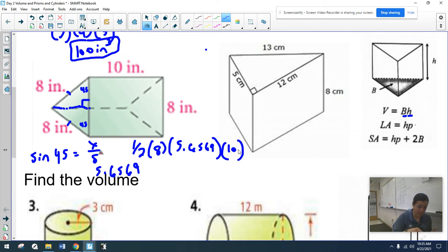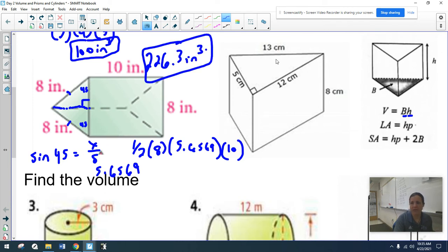So I'm just going to keep that 5.6 decimal in my calculator, times it by 10, times it by 8, and times it by 1/2. And that's going to end up giving me about 226.3 inches cubed. So it's pretty easy today because we were used to yesterday. It's just a different formula. So you're still finding most of the same thing.